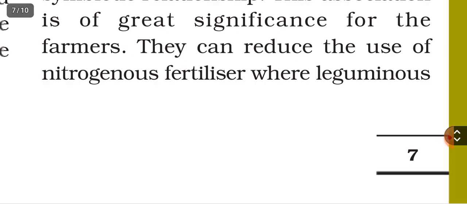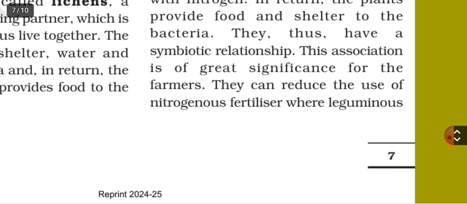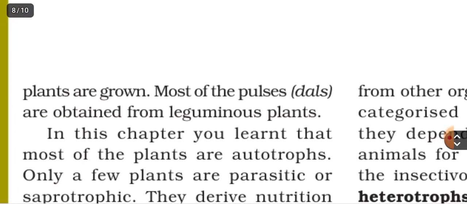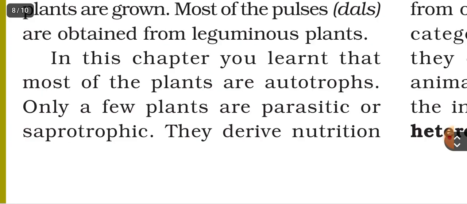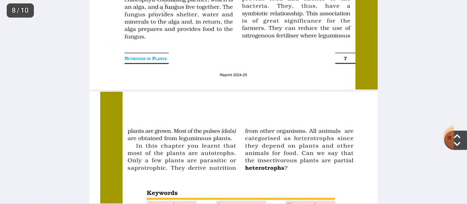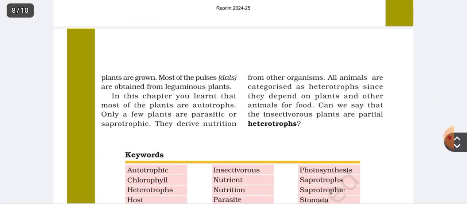They can reduce the use of nitrogenous fertilizers where leguminous plants are grown. Most of the pulses, dals, are obtained from leguminous plants. In this chapter, you learned that most of the plants are autotrophs. Only a few plants are parasitic or saprophytic. They derive nutrition from other organisms.